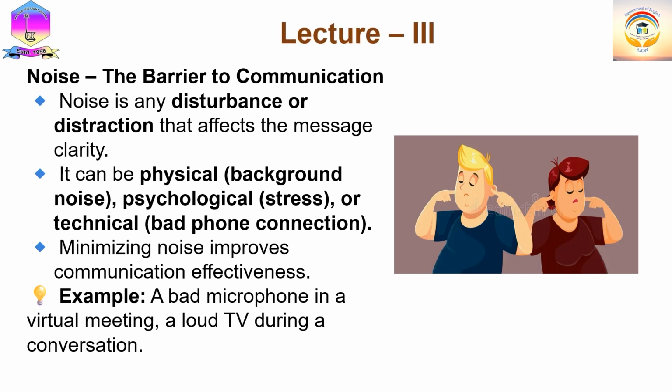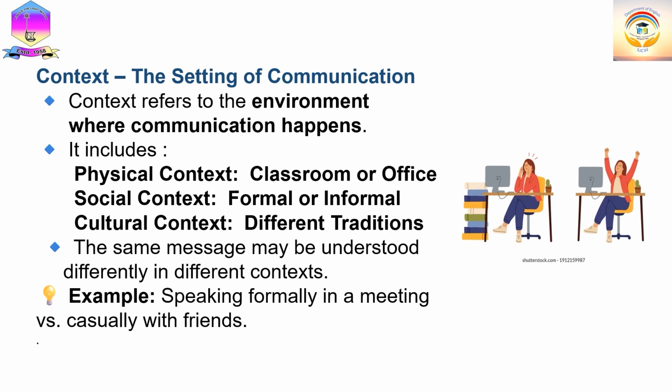Now, in this process of communication, as we saw, the noise plays an important role. The next important thing that also plays an important role is the context. Context is the setting of communication. Context refers to the environment where communication happens. It may include physical context, that is classroom or office, social context, that is formal or informal, and cultural context, the different traditions the receiver and the sender belong to.